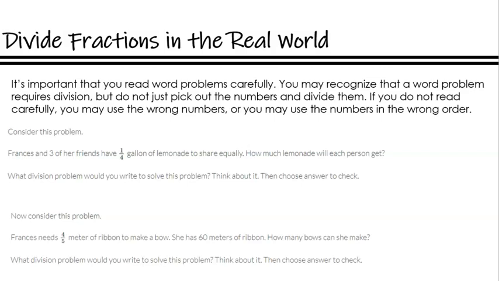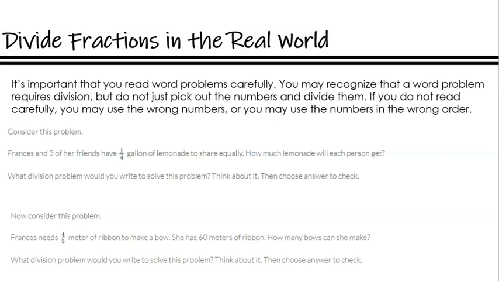So when you are dividing fractions in the real world, it is important that first you read your problems very carefully. You may recognize that a word problem requires division, but you have to really pay attention to the order. You can't just go in and grab the numbers and divide, okay? If you don't read carefully, you may use the wrong numbers, or use them in the wrong order. So let's look at this problem.